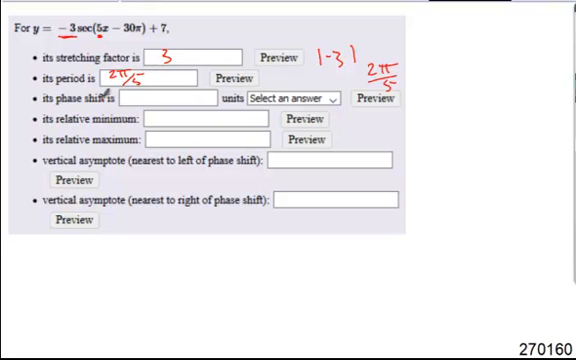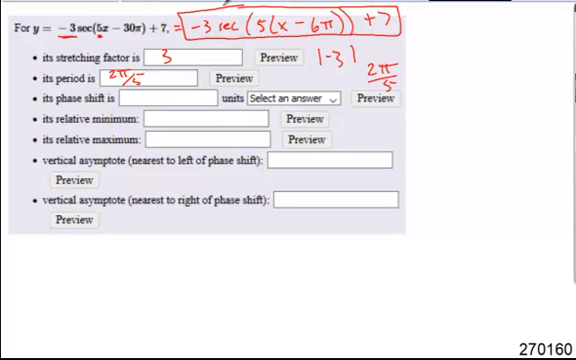Now, for the phase shift, what we want to do when we calculate the phase shift is transform this slightly. The easiest way to find the phase shift is if we remove any common factors inside the trig function. So my -3 stays as it is, secant of, and if I take out a factor of 5 from those two terms inside, I get x minus 6 pi, and then that whole thing plus 7. So if I think of it in this form right here, it makes it a little bit easier to see.